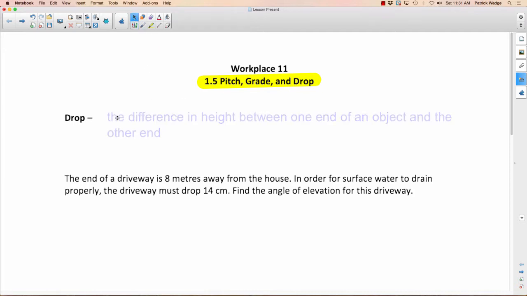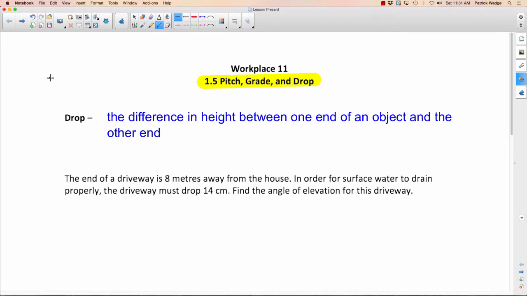First, we'll start with drop. Drop is the difference in height between one end of an object and the other end of the same object. So for example, let's draw a very simple object there. There's my object. If I was interested in the difference in height between one end of the object, like this end, and the other end, this end, I'm not interested in how long the object is. I'm interested in the difference in height. I'd be interested in this height right here.